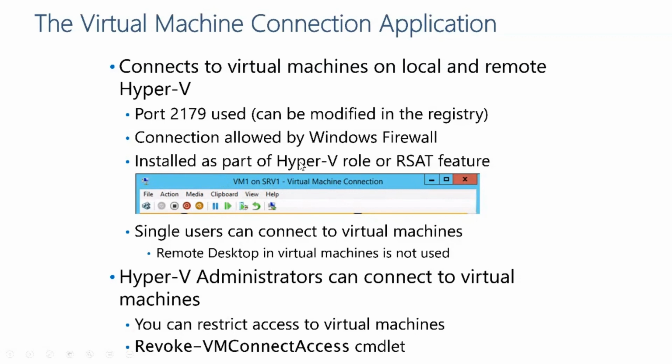This is installed as part of the Hyper-V role, or you can install it as part of the RSAT, which is the Remote Server Administration Tools that you can install just on your desktop machine, and you get the administrative tools, or you can just use a remote desktop. Hyper-V administrators can connect to virtual machines. You can restrict access by using the Revoke-VMConnectAccess cmdlet.